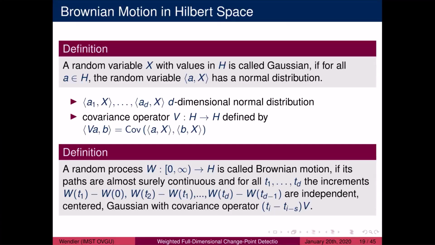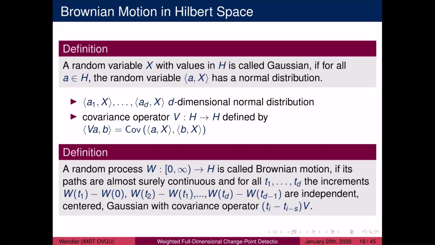Then we have to talk about an object called the covariance operator. The covariance operator of X is a mapping from H to H. If you're not familiar with it, think of the finite dimensional case where you have a variance-covariance matrix, which is a D times D matrix. You can identify every D times D matrix with a mapping from R^D to R^D.